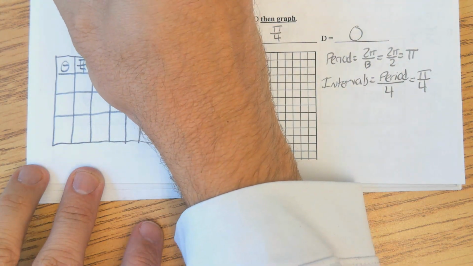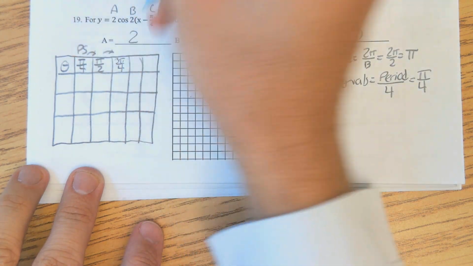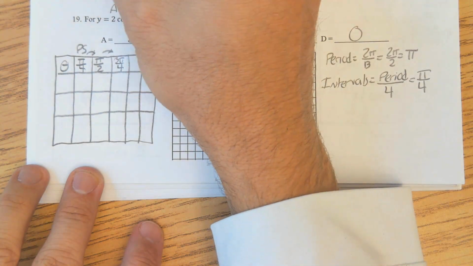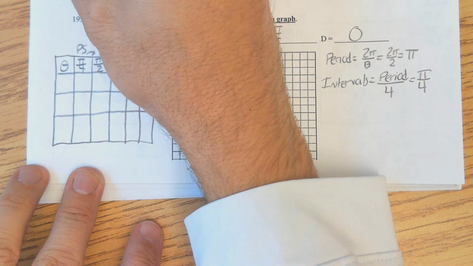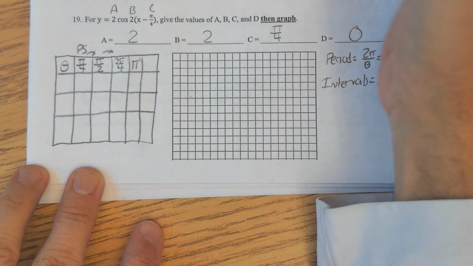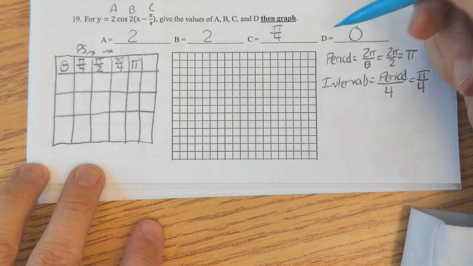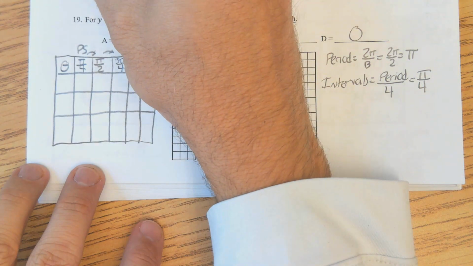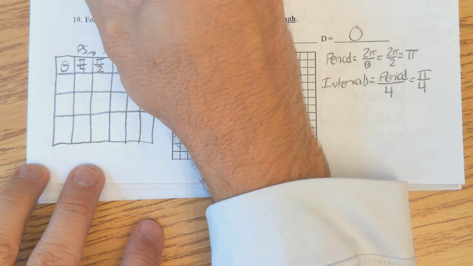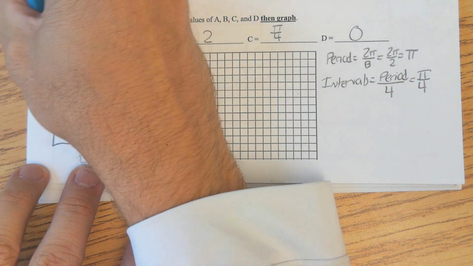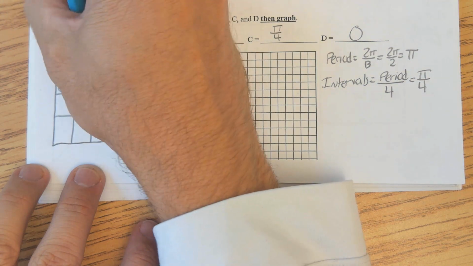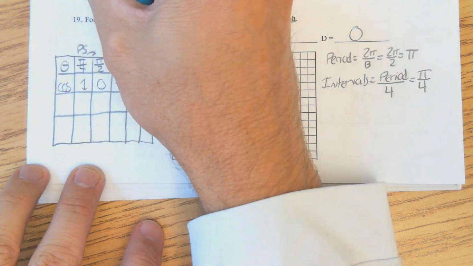Pi over 4 plus pi over 2 is 3 pi over 4. 3 pi over 4 plus pi over 4 gives you 4 pi over 4, which is pi. And then pi plus pi over 4 is 5 pi over 4. Okay, cosine this time. So remember, your pattern for cosine is 1, 0, negative 1, 0, 1.